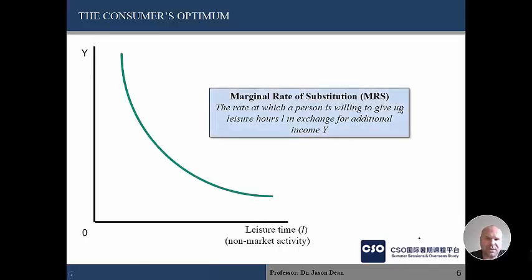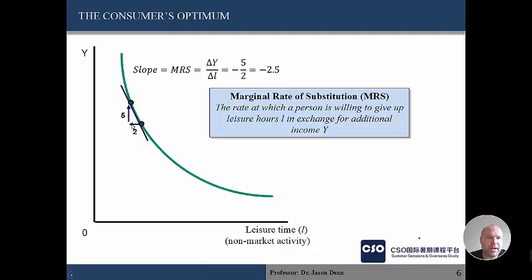So let's talk about the marginal rate of substitution. The definition is the rate at which a person is willing to give up leisure hours in exchange for additional income Y. So if we look at the indifference curve and we look at this region over here to the left, we see that this person, to keep them indifferent to a loss of 2 hours of leisure, you would need to give them an increase in income of $5. And so here, the marginal rate of substitution is simply negative 2.5.